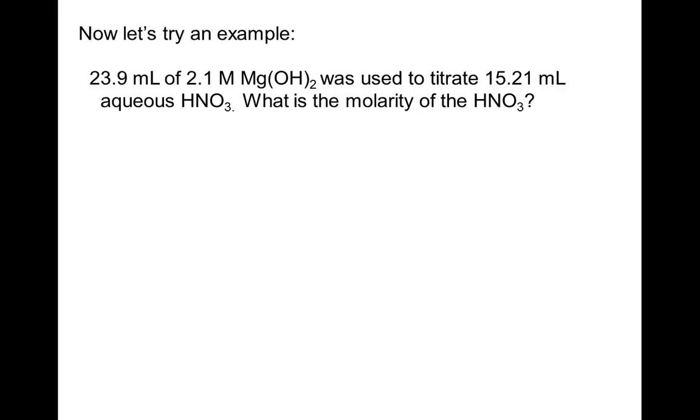So let's try an example here. Let's say we had a 2.1 molar magnesium hydroxide solution, and we used 23.9 milliliters of that. And we used that to titrate, meaning to get to that hint of pink, to a neutral solution, using an aqueous nitric acid solution, and we determined we need 15.21 milliliters of that nitric acid. Well, this information is enough to help us to determine what the molarity of the nitric acid is.